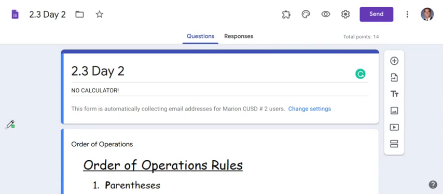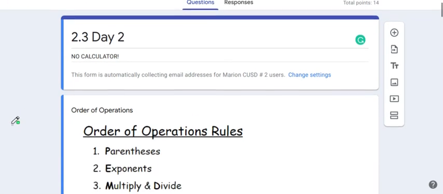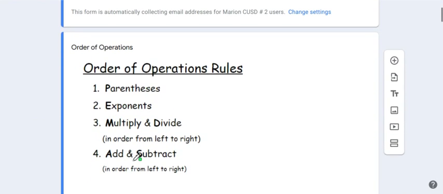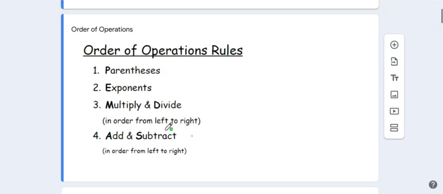Okay, I am here in 2.3 day 2 Google form. Here's a reminder of the order of operations. Please excuse my dear Aunt Sally. Parentheses, exponents, then we multiply and divide from left to right, and we add and subtract from left to right.